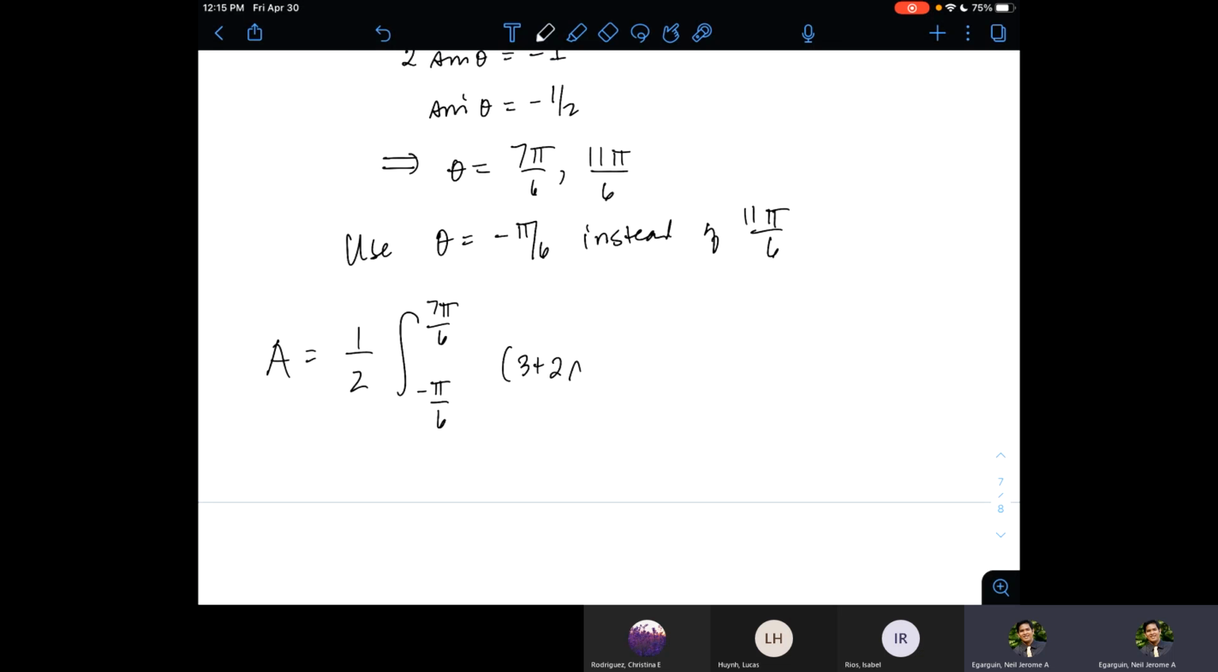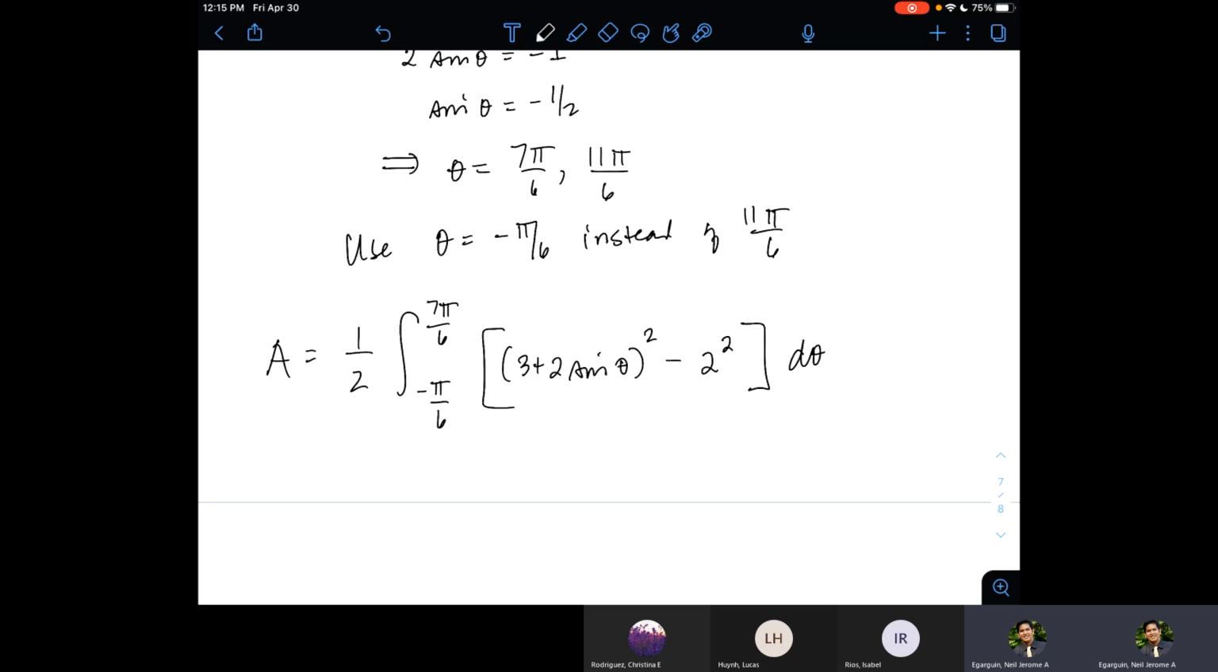We'll have (3 plus 2 sine theta) quantity squared, minus the inner radius, which is always 2 squared, all multiplied by d theta. And that's going to be the integral that will give you the area of the shaded region.